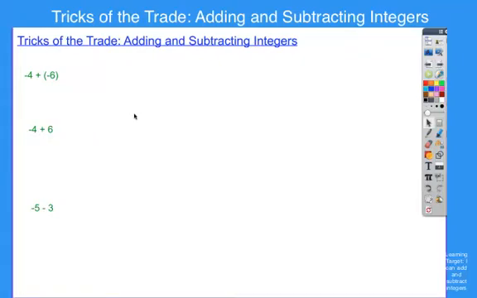Alright, so now that we've spent a little bit of time really digging in and understanding how to add and subtract integers and how these numbers interact with each other, let's talk about some ways to do this quickly. What are some tricks of the trade to quickly add or subtract integers? So the first one, let's take a look at the first example here.